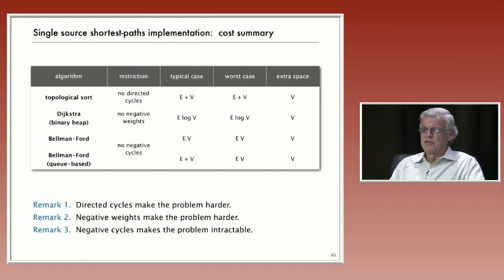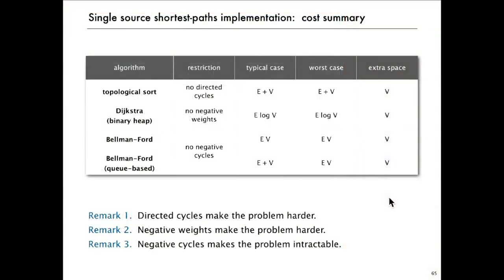So this is a quick summary of the algorithms that we've looked at for shortest paths. And we didn't do the code for Bellman-Ford. We've done enough code today. It's quite simple code that you find in the book or on the book site.